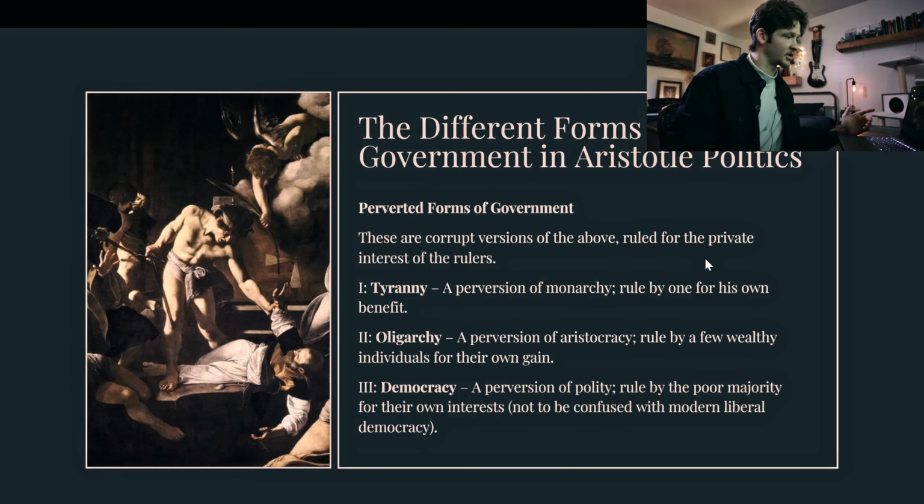And then the perverted forms of government, he would say, are the corrupt versions of the previously stated. That's tyranny, a perversion of monarchy, rule by one for his own benefit; oligarchy, a perversion of aristocracy, rule by a few wealthy individuals for their own gain; and democracy, a perversion of polity, rule by the poor majority for their own interest, not to be confused with modern liberal democracy.